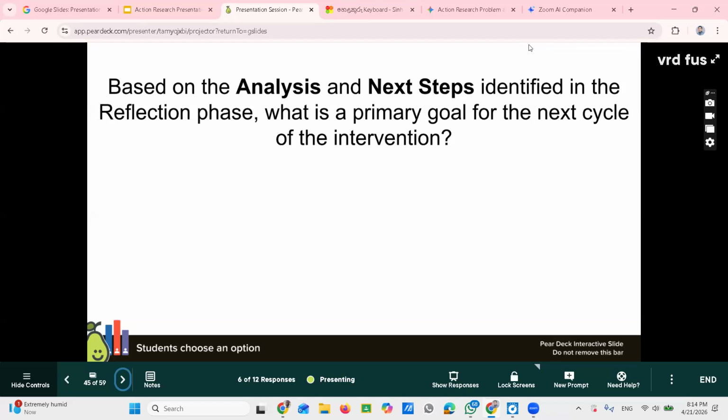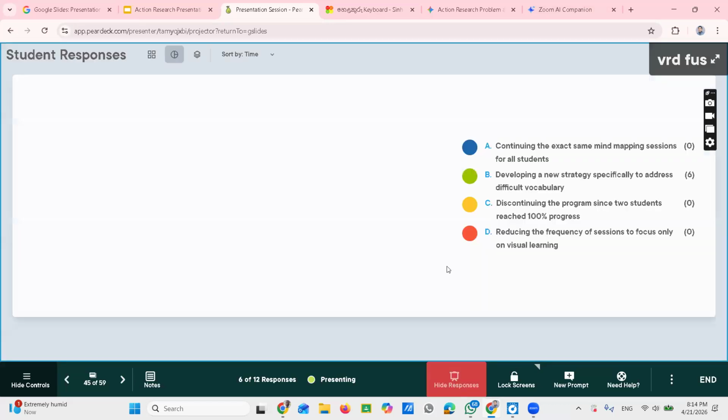Here, six of you are sending the answers based on the analysis and next steps identified in the reflection phase. What is a primary goal for the next cycle of the intervention? Then look at the answers. All of you have given the same green color answer: developing a new strategy specifically to address difficult vocabulary. Yes, that's the correct answer.